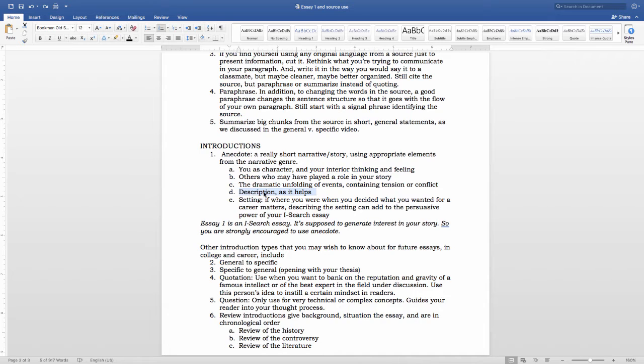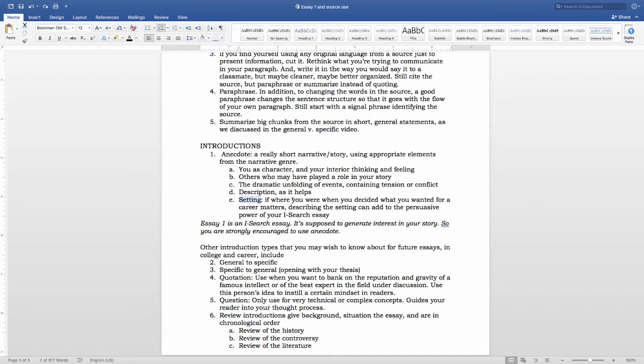Description is a wonderful sort of narrative element to include in an anecdote. Give us a "you are there" feel for what you're talking about. Another one that might be quite pertinent is setting. One of my students was describing her sort of discovery about what career she was going to research while sitting in a car with her mother. And of course it was an argument.